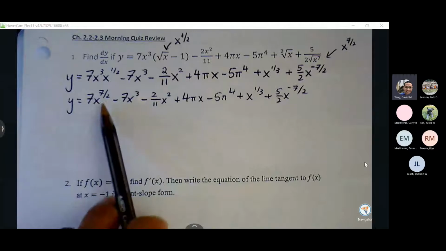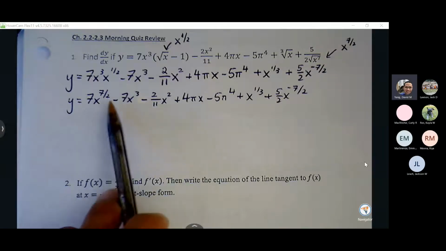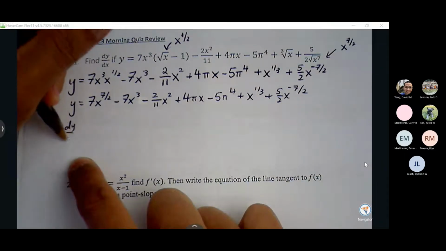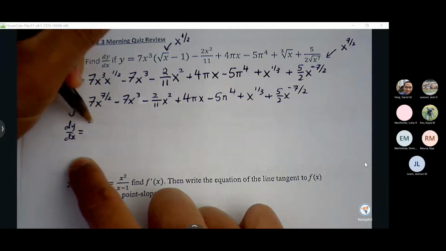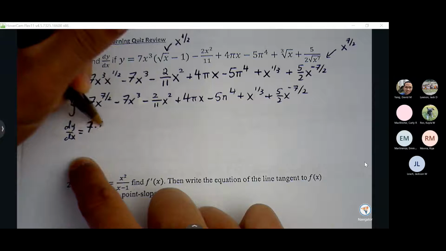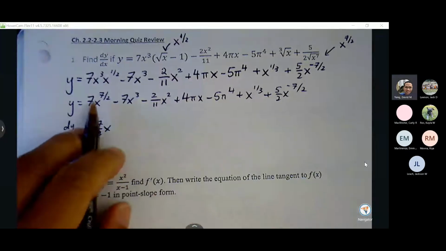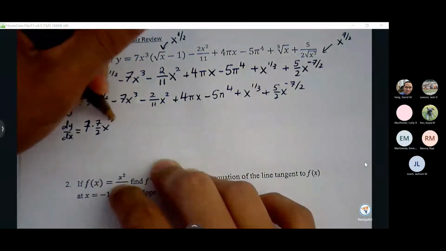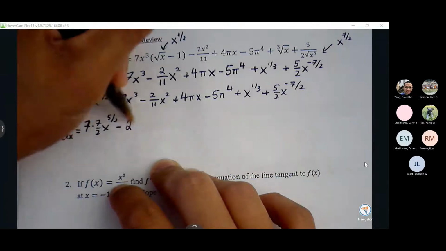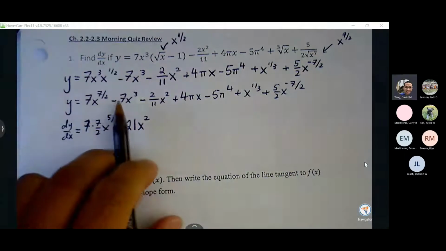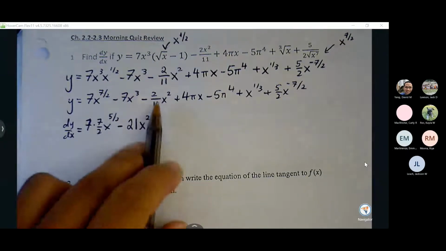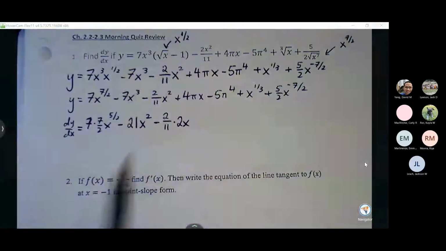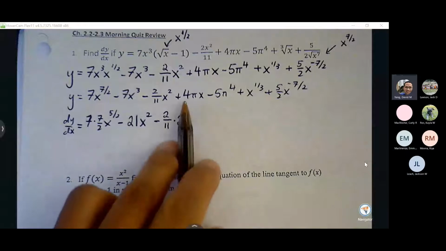So for every term, we can bring the exponent down, and then we can subtract 1 from the exponent. Seven halves minus 1 is the same thing as 7 halves minus 2 over 2. Power rule with whole numbers is a little bit easier. X squared becomes 2x to the first power.